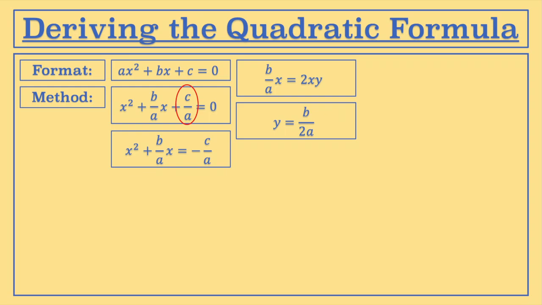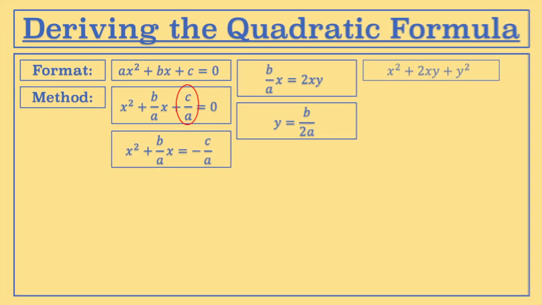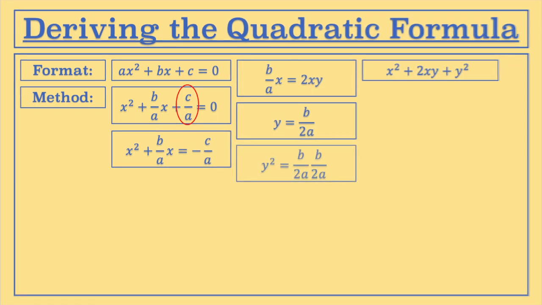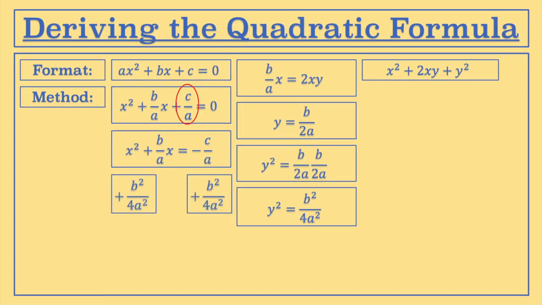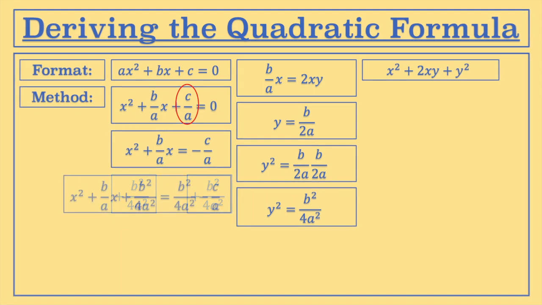Knowing that the third term on the left is y squared, as seen in the square of sums formula, we find that y squared is b over 2a multiplied by itself, which provides us with the product b squared over 4a squared. Add this y squared value to both sides of the equation, and we get the new equation of x squared plus b over a x plus b squared over 4a squared equals b squared over 4a squared minus c over a.